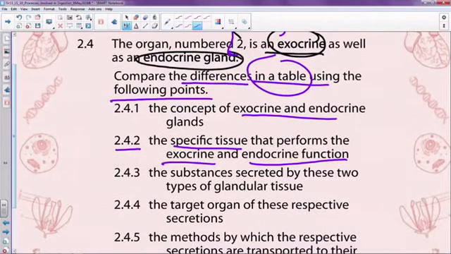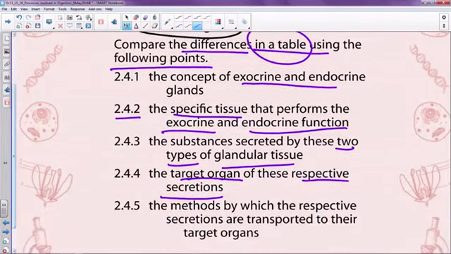2.4, the substances secreted by these two types of glandular tissue. So we need to look at what the pancreas produces in terms of the endocrine function and the exocrine function, and where these respective secretions are targeting. So the target organs of the pancreatic juices and the hormones. And lastly, we've got to compare the methods by which the respective secretions are transported to their organs.